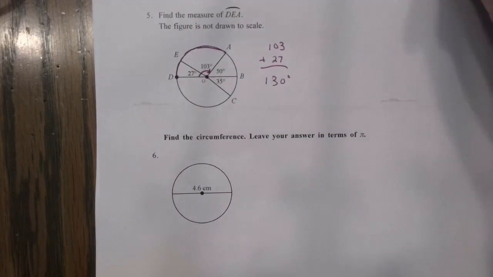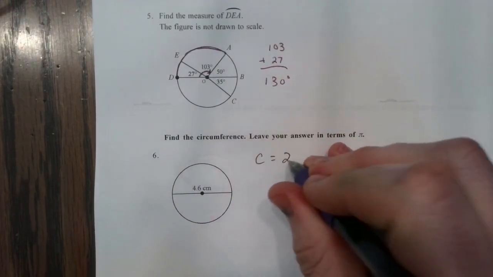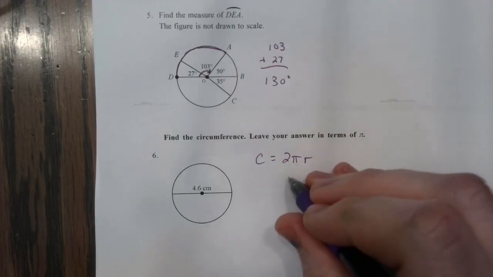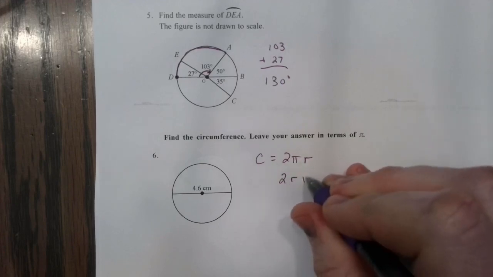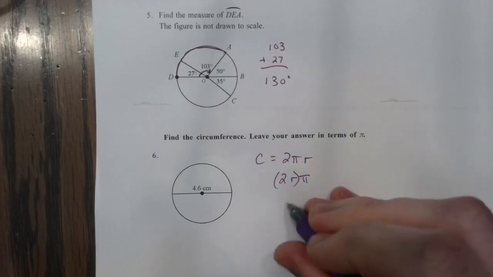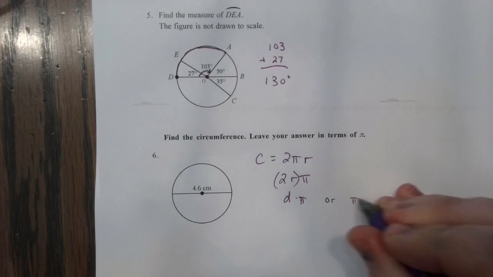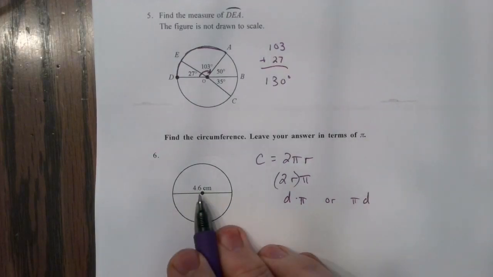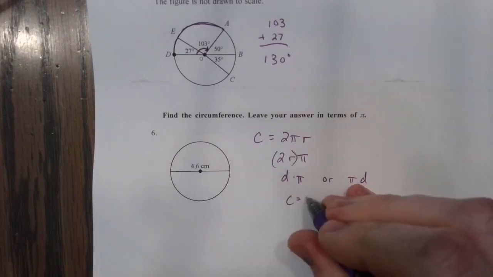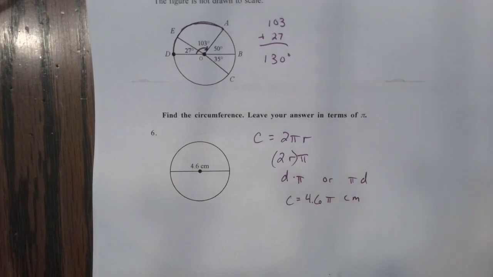Find the circumference. Leave your answer in terms of pi. So we have 2 formulas for circumference. We have circumference equals 2 pi r. But we talked about how this is multiplication and this is commutative, so I can rewrite it as 2r pi. And then we know it's associative, so I can put 2r together, so it's also known as d times pi, or pi d. Since they've given us the diameter is 4.6, I'm going to use this formula, pi d, and so the circumference will equal 4.6 pi centimeters, and that's in terms of pi.